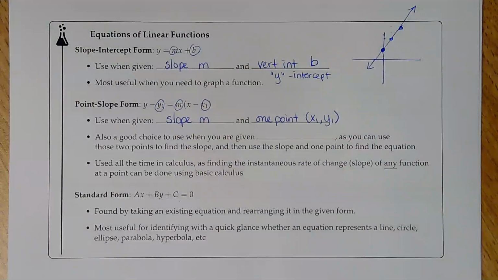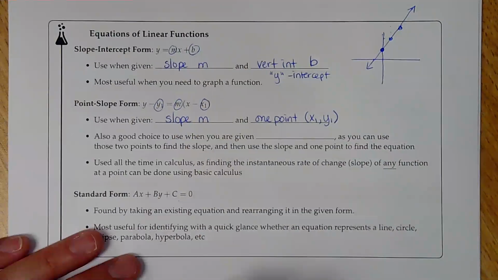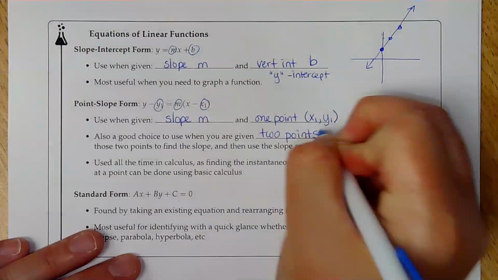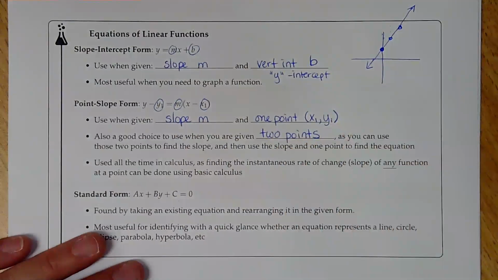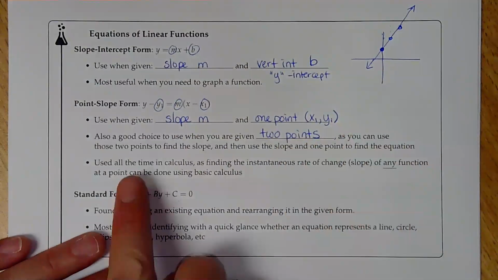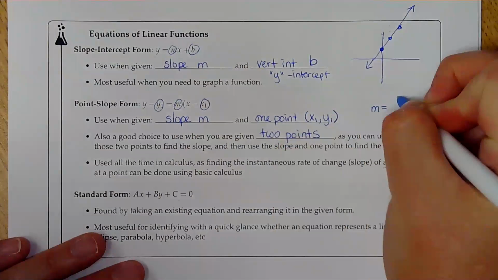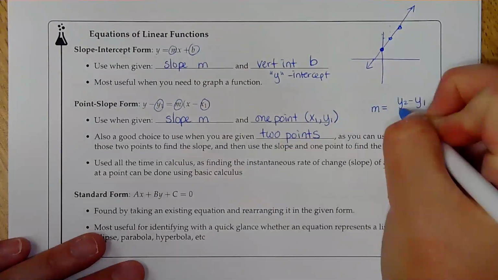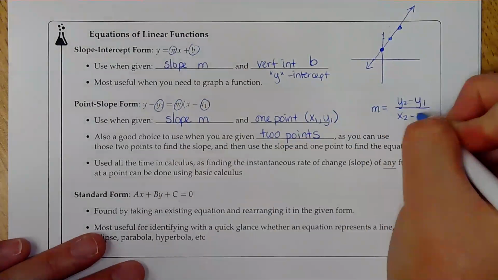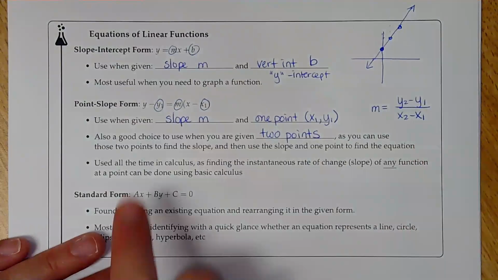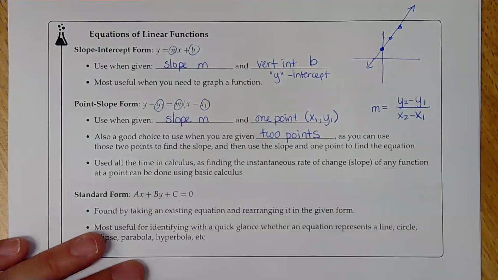Okay? This is also the form you want to use if you're given 2 points. So maybe you're given the points (1, 1) and (3, 7). If you're given that, you'll use those 2 points to find the slope. And remember that the slope is y2 minus y1 over x2 minus x1. So you can use those 2 points to get this. And then just pick one of the points. It doesn't matter which one. And you can plug it into this formula and you're done.